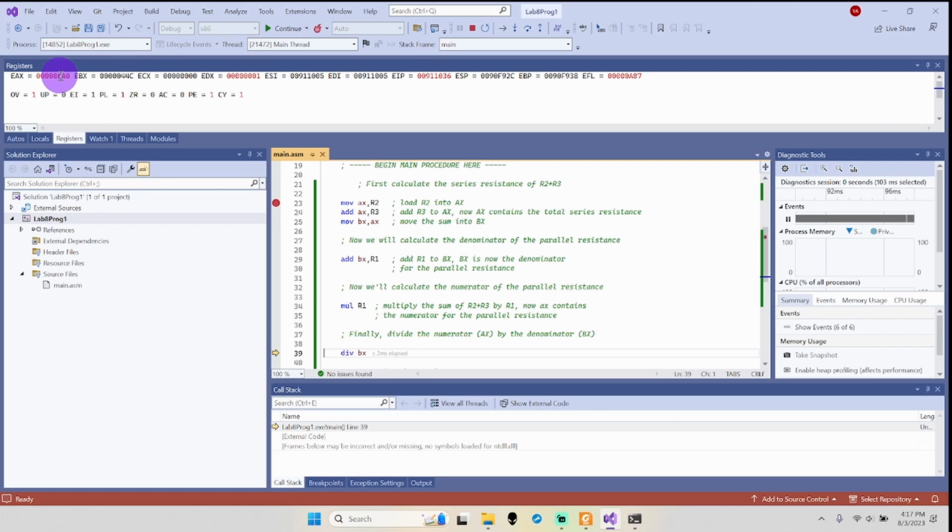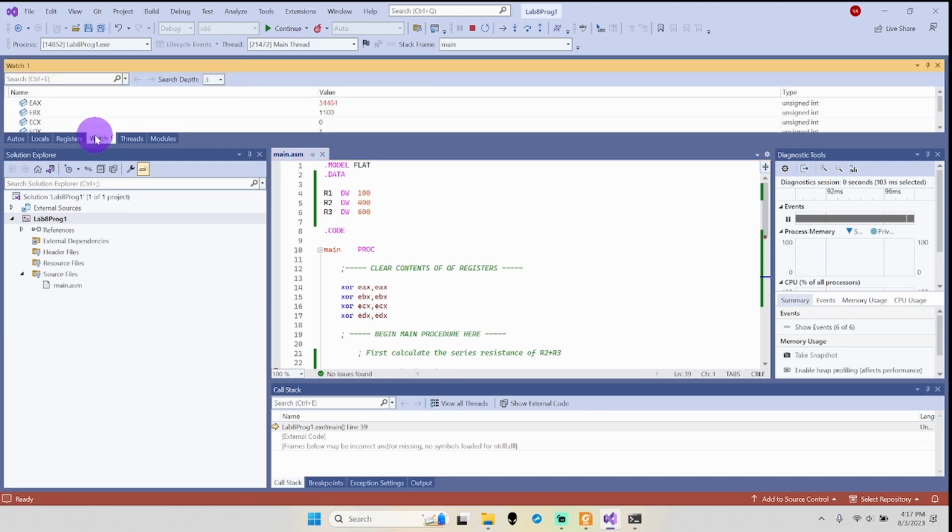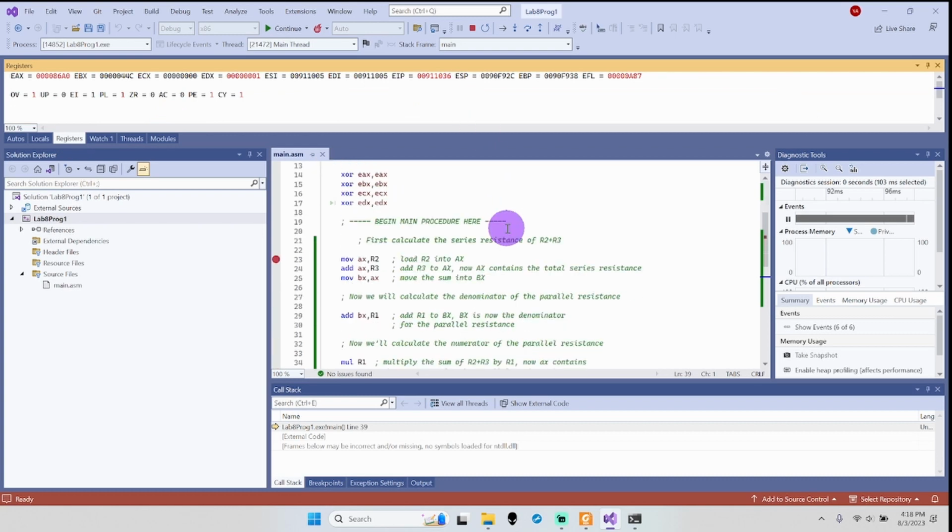EAX got changed because there was a multiplication with R1. R1 was again 100. Before it was 1,000. Let's see what happened. So it got multiplied, and this big number came out. Okay. And notice that in red are the numbers that have changed previously. Oh, I'm sorry, recently have been changed. All right. Let's continue on.